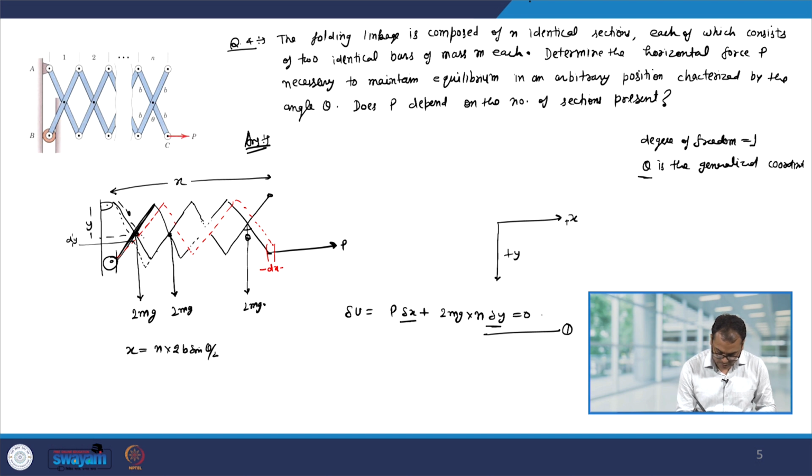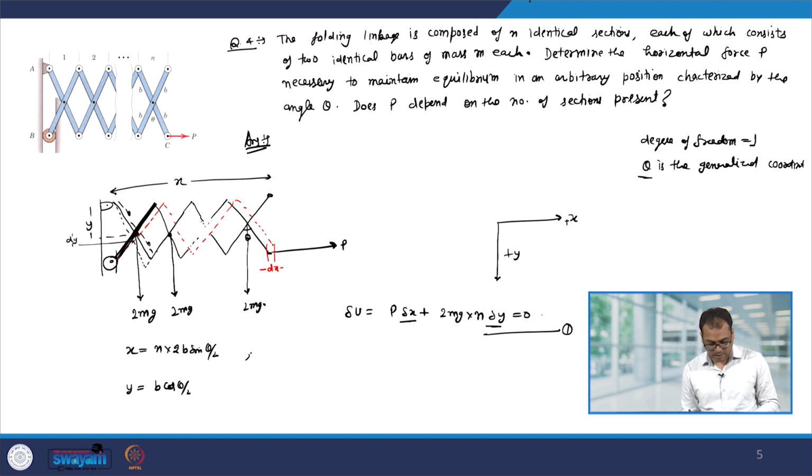So, this part is b, this is also b. So, for 1b the projection in the x direction will be b sin theta by 2. Therefore, for the n such bars the total x will be n into 2b sin theta by 2. Similarly, you can see here that y will be b cos theta by 2, and this equation helps us to write down dx in terms of d theta.